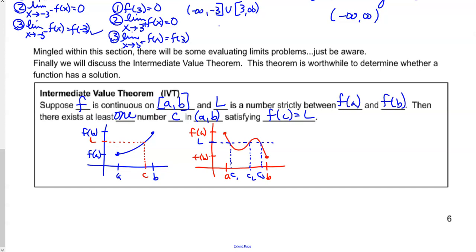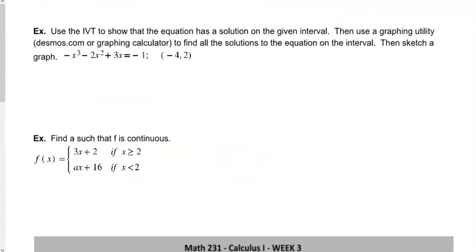maybe, if I can get it to change. All right, use the IVT to show that the equation has a solution on the given interval. Then use a graphing utility. I'm suggesting Desmos.com, or you can use a graphing calculator to find all the solutions to the equation on the interval. So on a test situation, I'm probably not going to make you find the solutions, but I would kind of maybe ask you to verify that this would exist, that there would be a C value existing, okay?